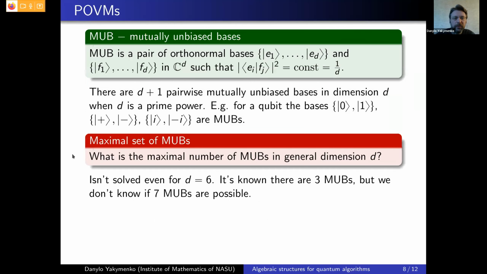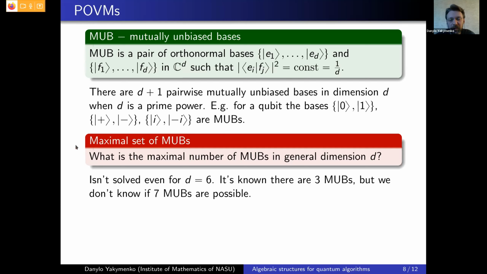And there is also a related structure. It is what is called MUBs, mutually unbiased bases. A pair of MUBs is just a pair of orthonormal bases where the angle between vectors from different bases is constant. And whenever d is a prime power, then d plus 1 pairwise mutually unbiased bases always exist. We can construct them, right? For example, for a qubit, we have these three bases, which are pairwise mutually unbiased.